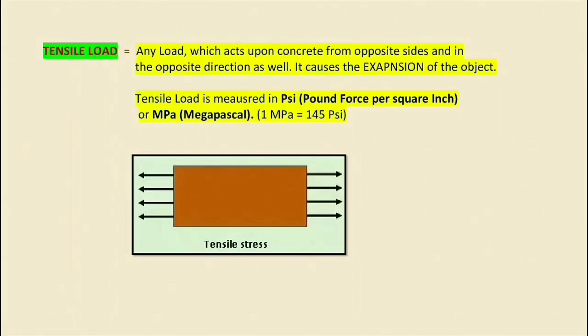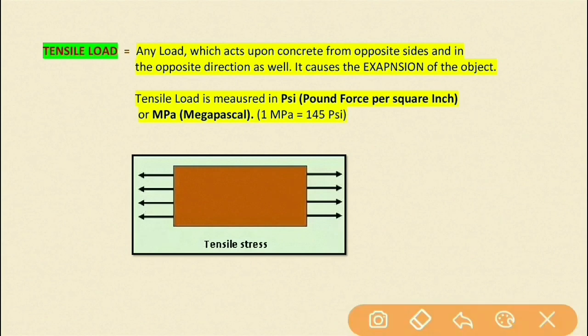The next type of load or stress is called tensile load. When two objects pull an object in the opposite direction, any load which acts upon concrete from two opposite sides and in the opposite direction as well. So as you can see, these are two types of forces which act upon an object from two opposite sides and in the opposite direction, like both are moving against each other. But they act upon an object from two opposite sides.